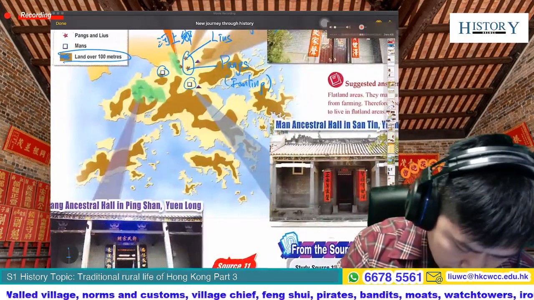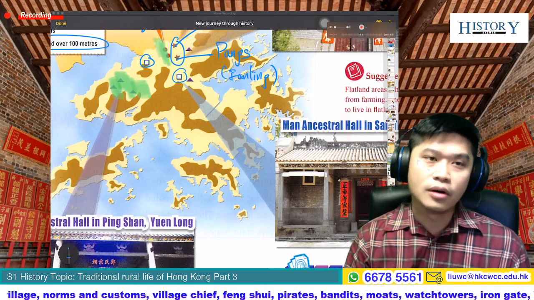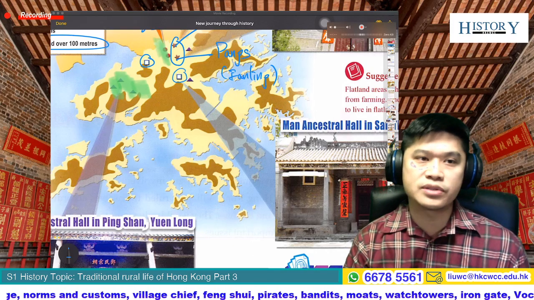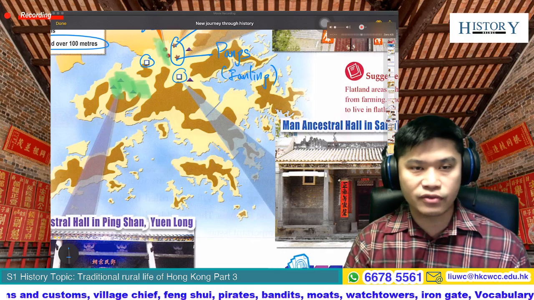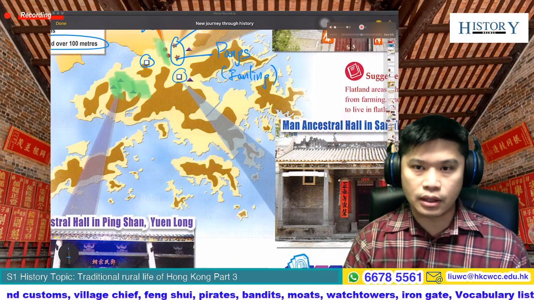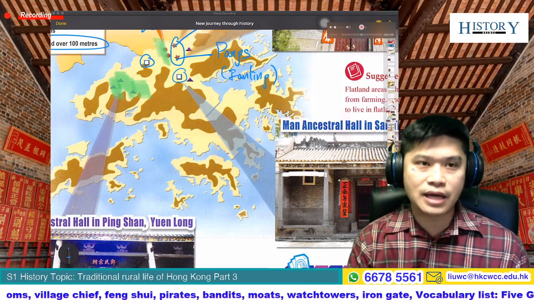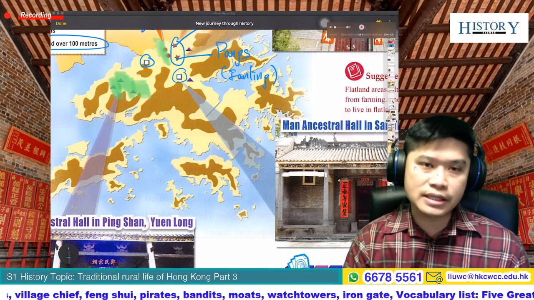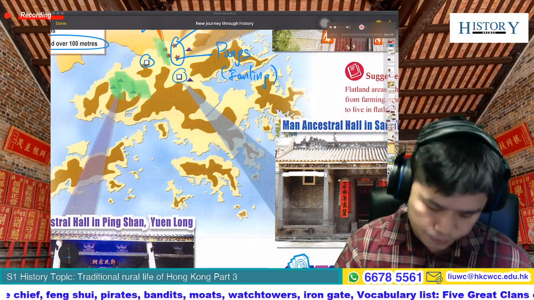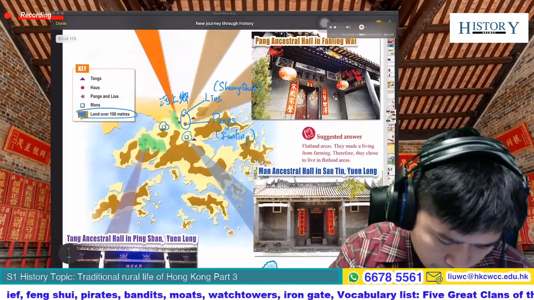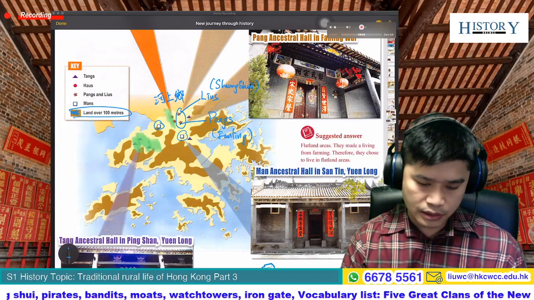And you will see, in the Kowloon Peninsula and also Hong Kong Island, not many of them settled here. Why? It is because there is no fat land. So for the people who settled in Hong Kong, such as the Hakka, 好似客家人咁啦, they can only settle near the hillside and not much flatland for them. So therefore, that would be about the five great clans in the New Territories.